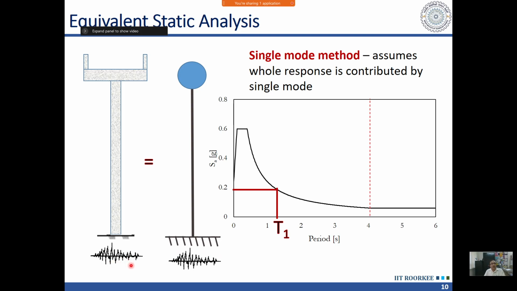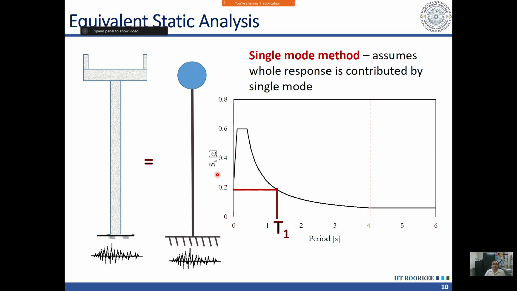For example, if I am considering only one mode, and in some cases if I have a regular bridge, the single mode itself can give us 80 to 90% contribution. So we can get 80 to 90% contribution from the first mode itself. And we can represent this structure by a single degree of freedom system corresponding to the fundamental mode. And we know response spectrum is giving us the peak response of single degree freedom system of a given period. So we can use response spectrum to get the response of this single degree freedom system directly. We can read from here.